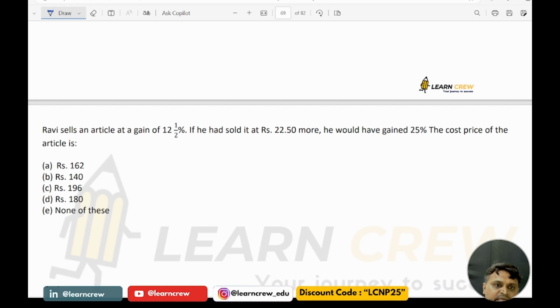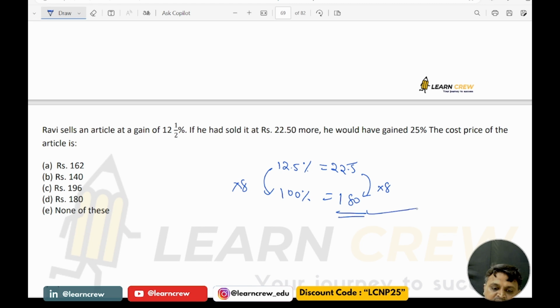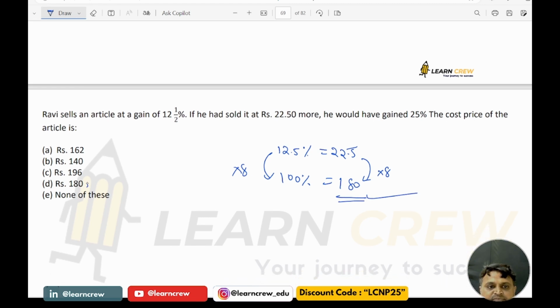Next question. Ravi sells an article at a gain of 12.5%. If he had sold it for 22.5 rupees more, he would have gained 25%. So this additional 12.5% is equal to 22.5. Okay, then the cost price would be 100%, so it is 8 times. 22.5 into 8 is 180. So answer is 180.